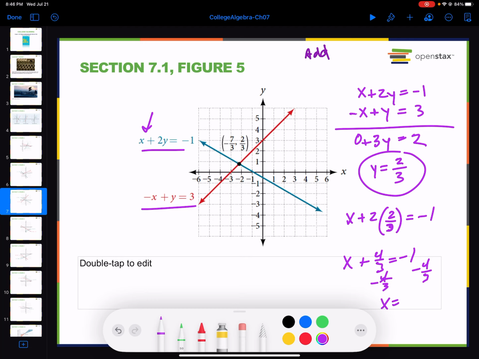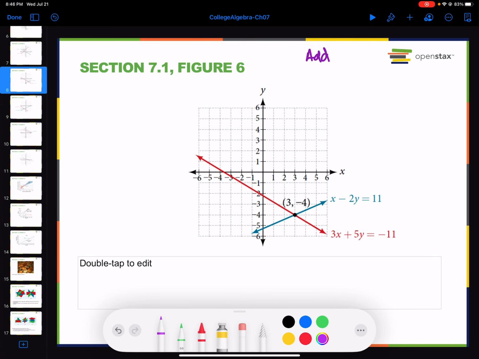So x equals -1 minus 4/3, so -3/3 minus 4/3, so -7/3. So there's our -7/3 and our 2/3. So that was the addition method.